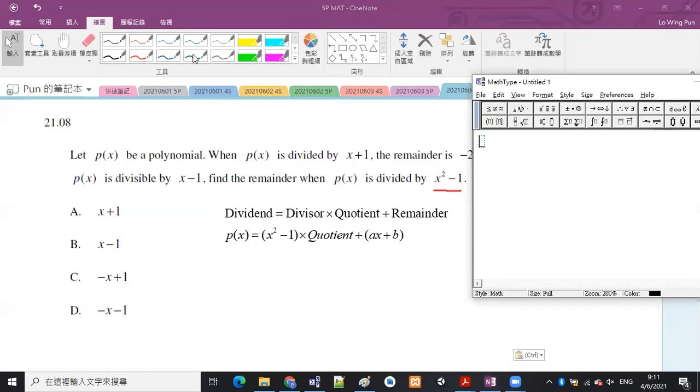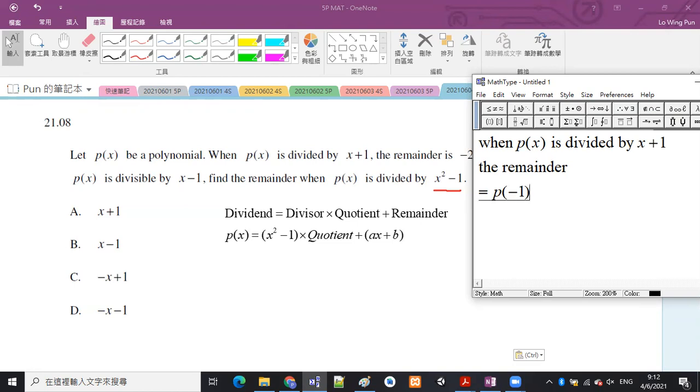When px is divided by x plus 1, the remainder should be equal to p of a number. If we want to find the remainder ourselves, then we need to put a number here. It should be not 1, but negative 1, right? It should be p negative 1.